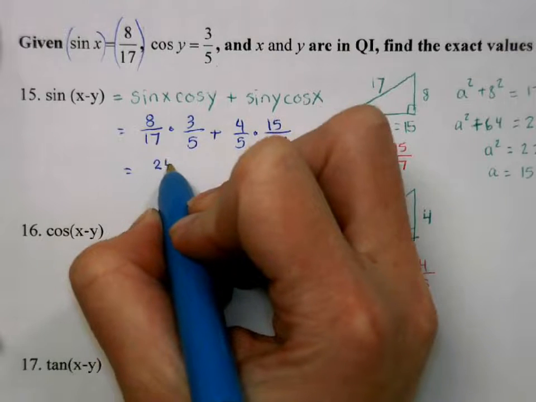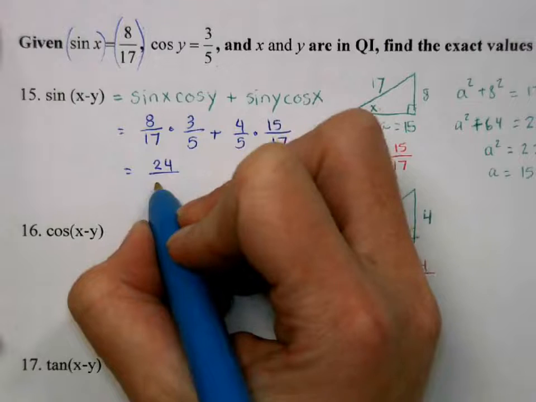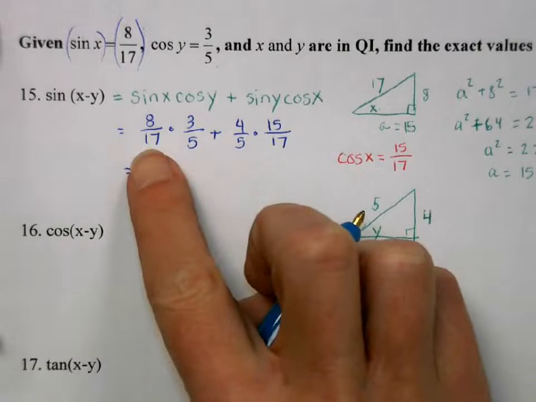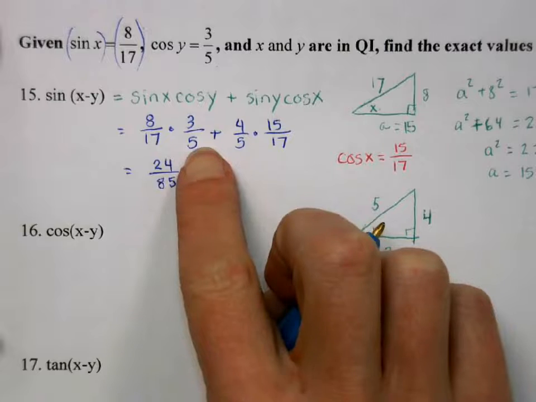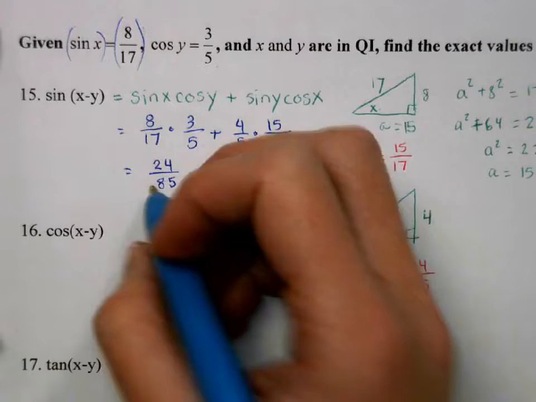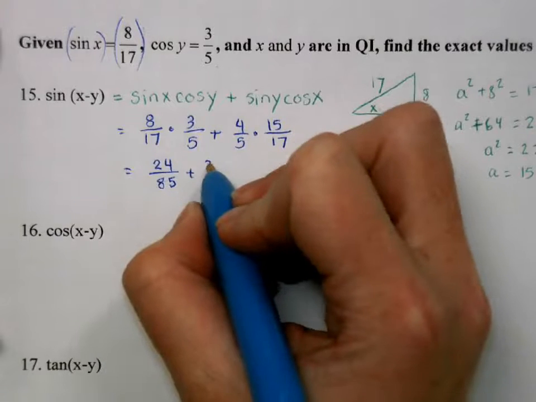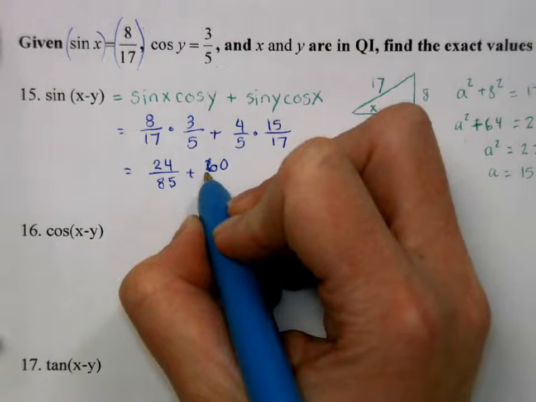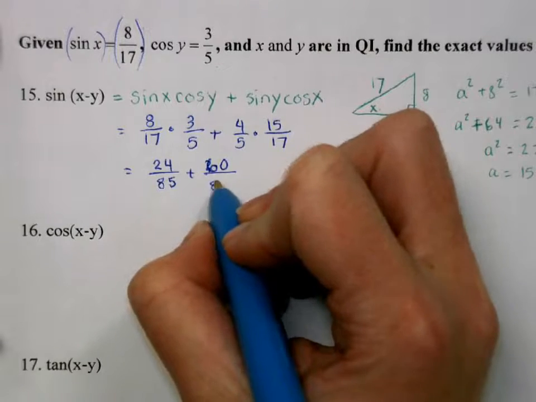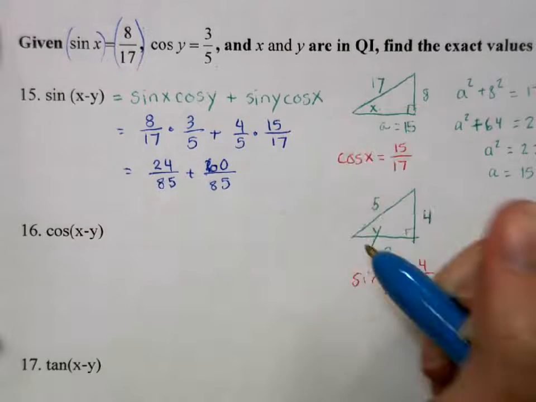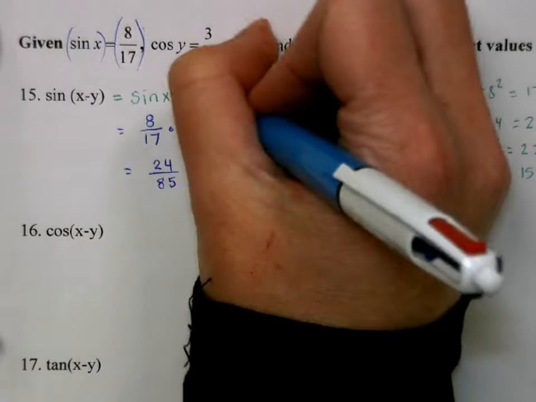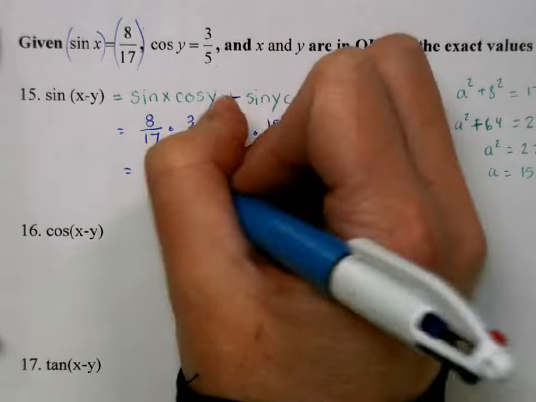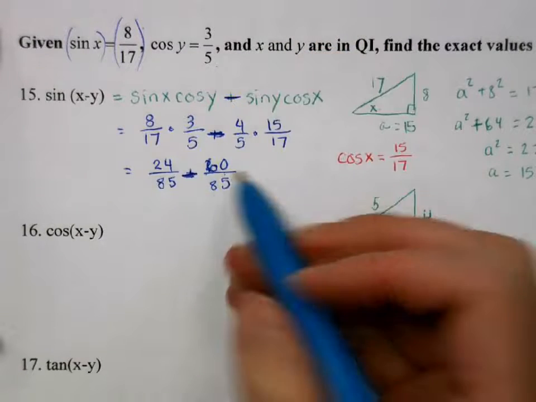So this will be 24/85. So if I multiply 5 times 10 is 50 plus 5 times 7 is 35, 85. Plus 4 times 15 is 60. Oh, apologies. This is minus, so this should be minus here. Okay, so this is minus. So 24 minus 60 gives me a negative 36/85.